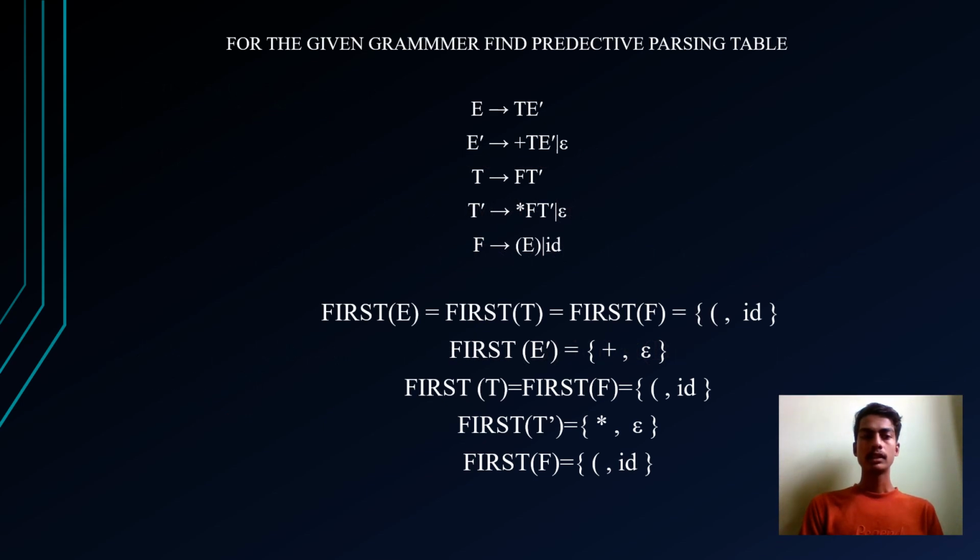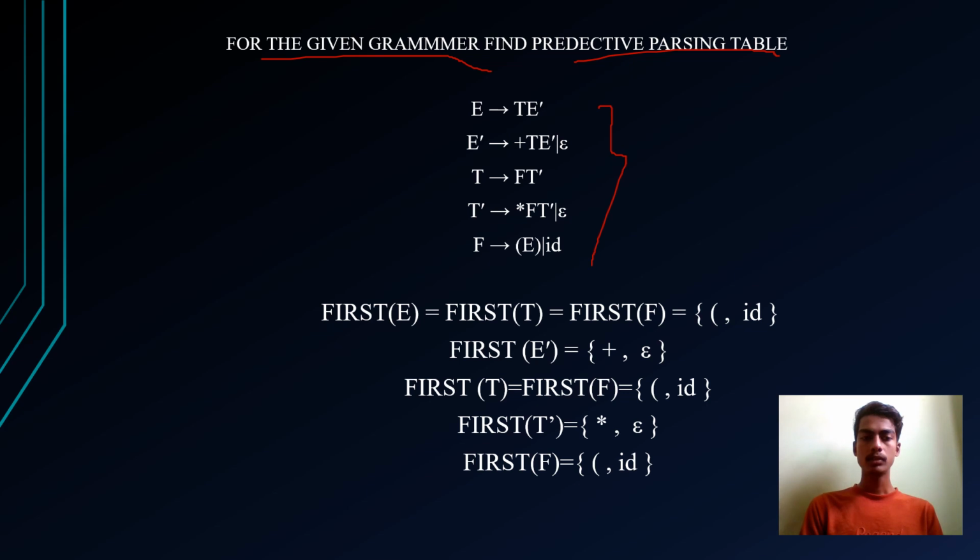Let us consider an example for the given grammar. We need to find out the predictive parsing table. Here the given grammar is this one. E tends to T E dash, E dash tends to plus T E dash or epsilon, T tends to F T dash, T dash tends to star F T dash or epsilon. Here F is deriving (E) or ID.